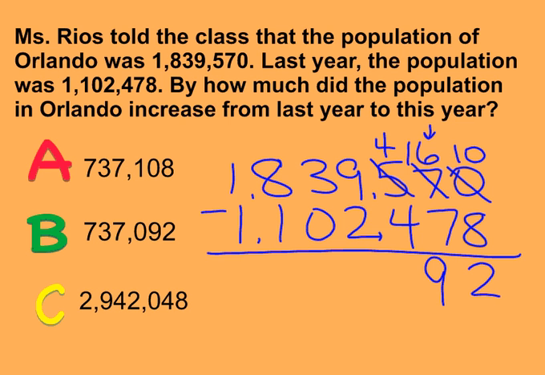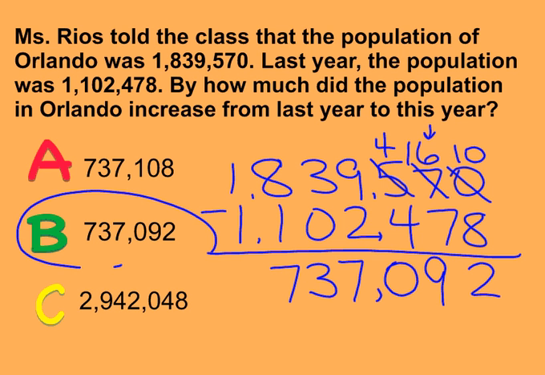I have 4 minus 4, which I can do. 9 minus 2, which I can do. 3 10,000s minus no 10,000s, which I can do. 8 100,000s minus 1 100,000, which I can do. And my answer, if done correctly, is B.